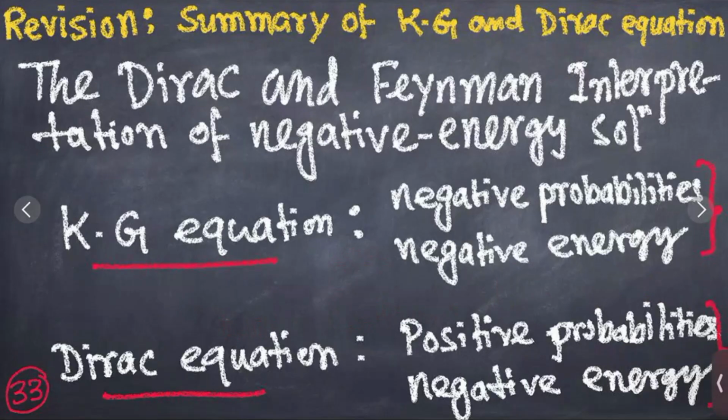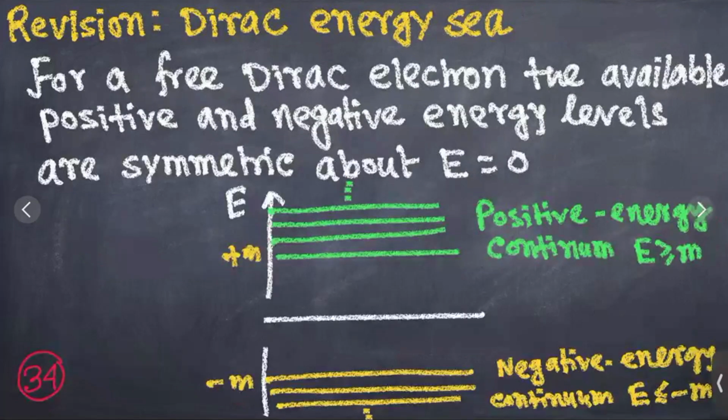Okay, to summarize the Klein-Gordon equation and the Dirac equation: from the Klein-Gordon equation, we get negative probabilities and negative energy. From the Dirac equation, we get positive probability, but the possibility of getting negative energy is still valid. Now, this is the main part of today's lecture, and one of the first parts about negative energy. So the concept of negative energy is still valid.